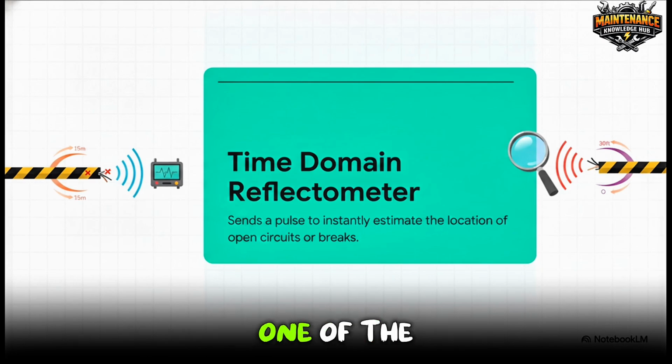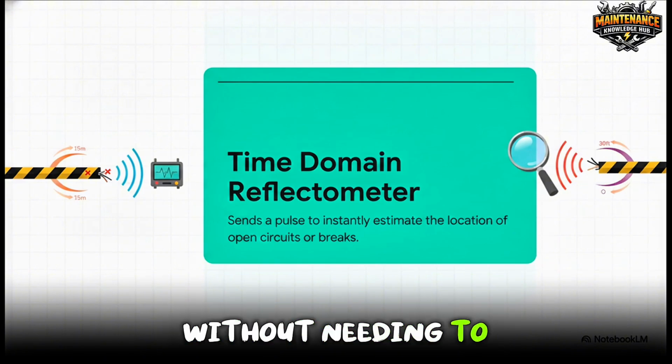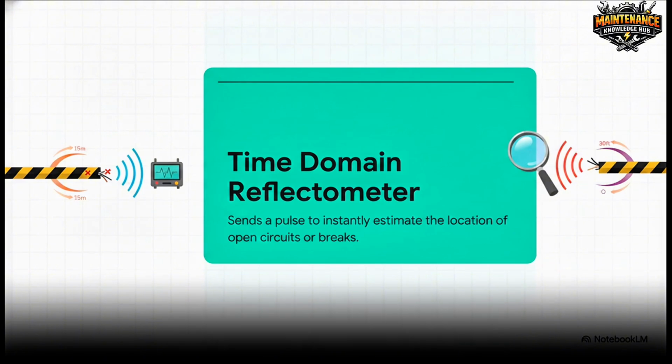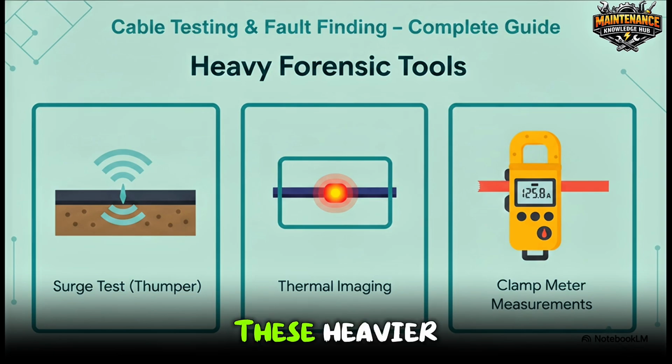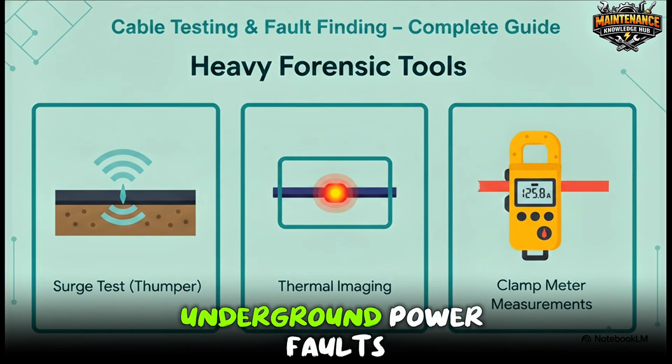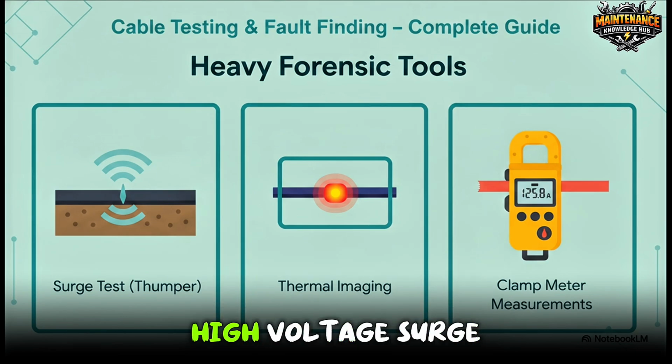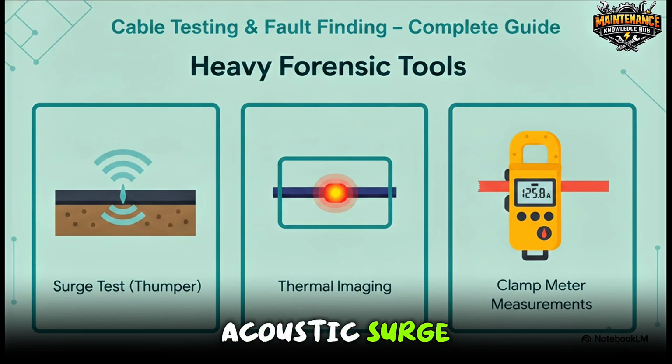It is absolutely one of the fastest methods to find a fault because it tells you exactly where to look without needing to excavate the entire plant facility. If the TDR gives you the map, these heavier forensic tools give you the exact coordinates. For those stubborn underground power faults, technicians use a high-voltage surge test, commonly called a thumper. It produces an acoustic surge you can actually hear above ground to pinpoint the fault.